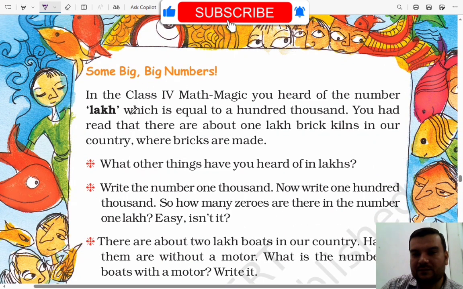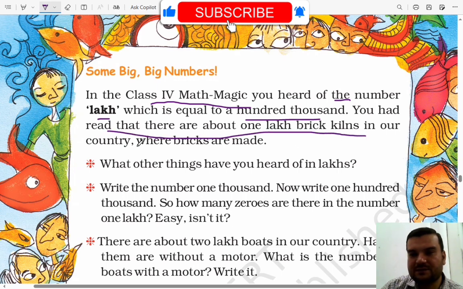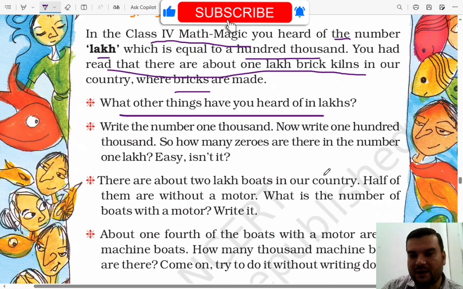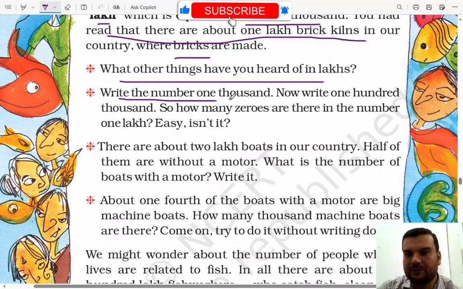Some big numbers. In class 4 mathematics you have heard of the number lakh, which is equal to 100,000. Okay, you had read that there are about 1 lakh brick mills in our country where bricks are made. What other things have you heard of in lakhs? Write the number 1000. Now write 100,000. So how many zeros are there in the number 1 lakh? Easy, isn't it? So you can see 1000, write the number 1000, and 100,000. 100,000 means 1 lakh.